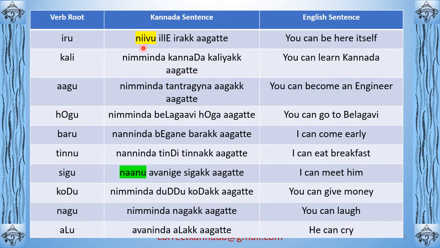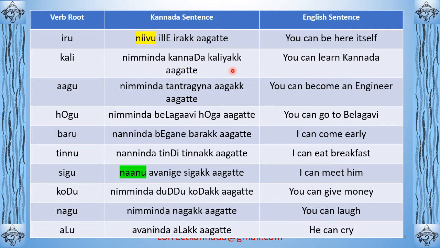ಇರು, ನೀವು ಇಲ್ಲೇ ಇರಕ್ಕಾಗತ್ತೆ. You can be here itself. I've highlighted ನೀವು. So ಇರು is one verb in which you don't say ನಿಮ್ಮಿಂದ ಇಲ್ಲೇ ಇರಕ್ಕಾಗತ್ತೆ. You don't have to say it. Instead you can say ನೀವು ಇಲ್ಲೇ ಇರಕ್ಕಾಗತ್ತೆ means you can be here itself. ನೀವು ಇಲ್ಲೇ ಇರಕ್ಕಾಗತ್ತೆ.